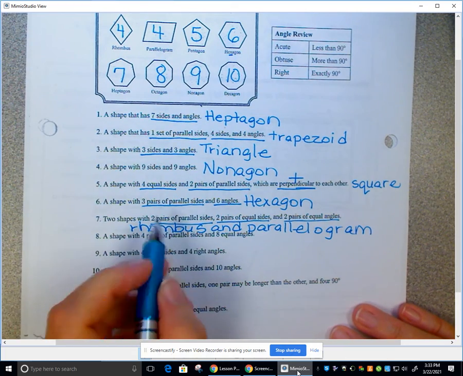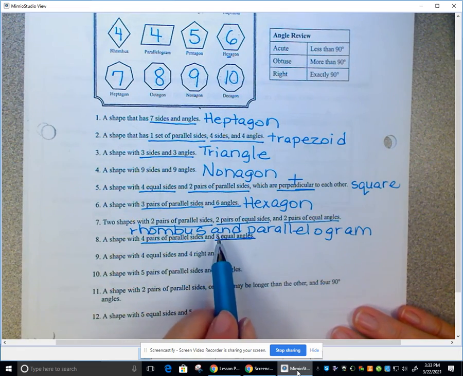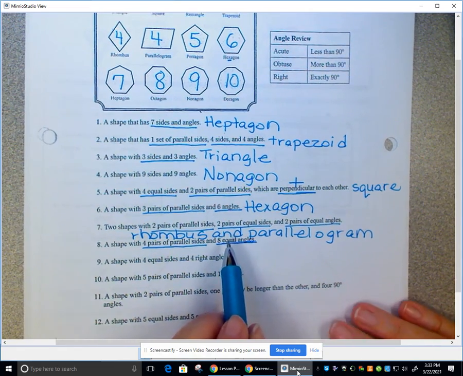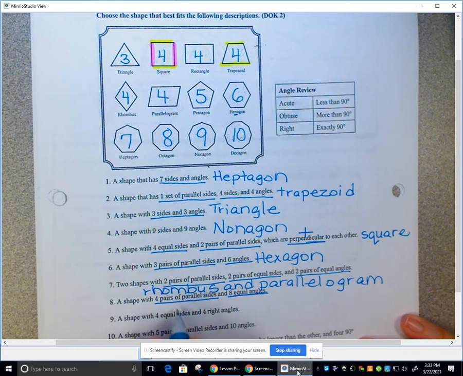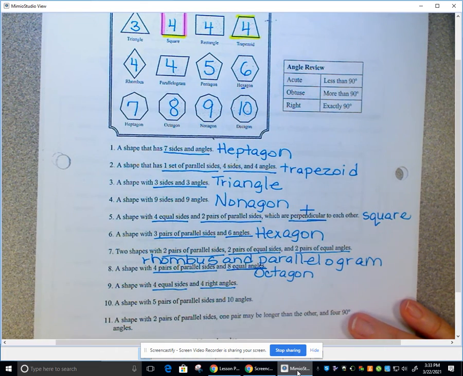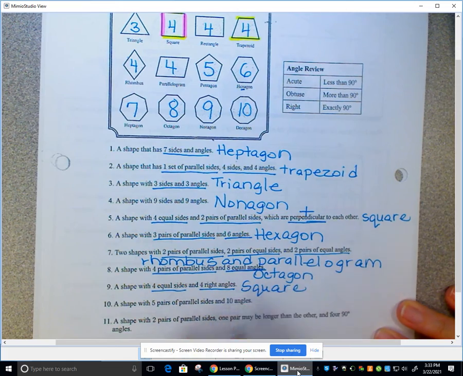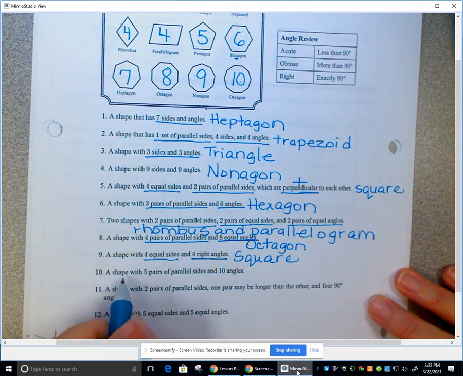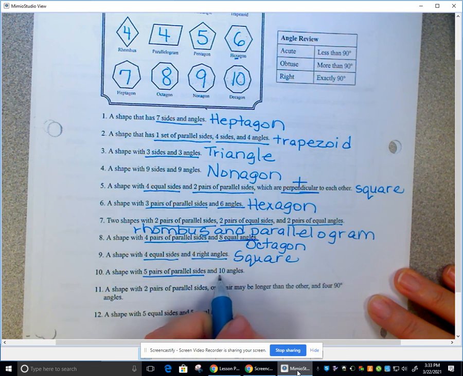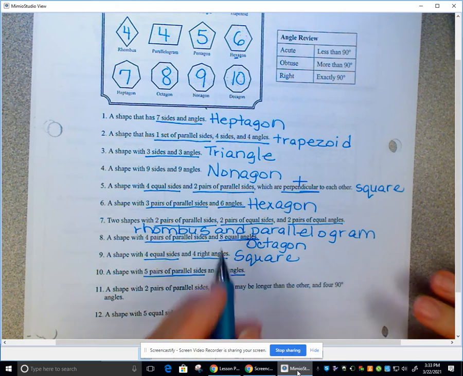Okay? A shape with 4 pairs of parallel sides and 8 equal angles. If it's got 8 angles, it's got 8 sides. So we look up here, 8 sides will be an octagon. A shape with 4 equal sides, 4 right angles. That's definitely a square. A shape with 5 pairs of parallel sides and 10 angles. If it's got 10 angles, it's got 10 sides. That's a decagon.